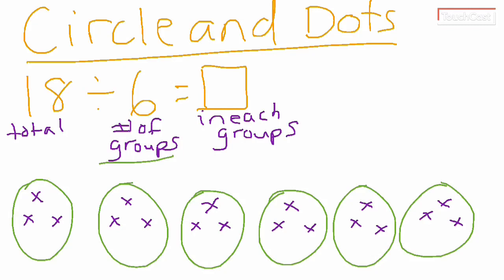Okay, so now we know we split out our 18, we divided it into our 6 groups. So now we need to go back and check how many we have in each group. Well, here we have 3. The next circle we have 3, 3 again, 3 in the 4th, 3 in the 5th circle, and 3 in the 6th. So that's excellent that we are staying consistent. You have 3 X's in each circle. So 18 divided by 6 equals 3.